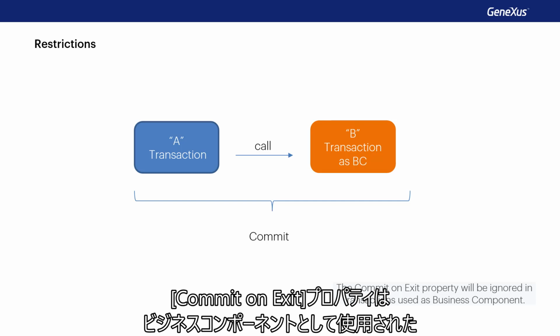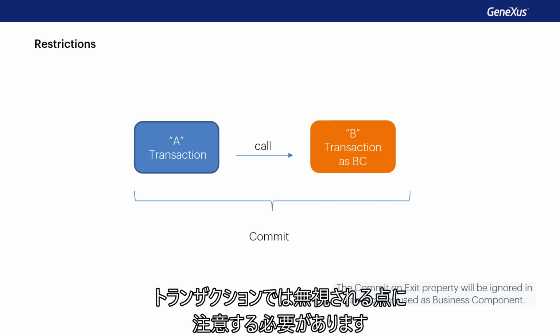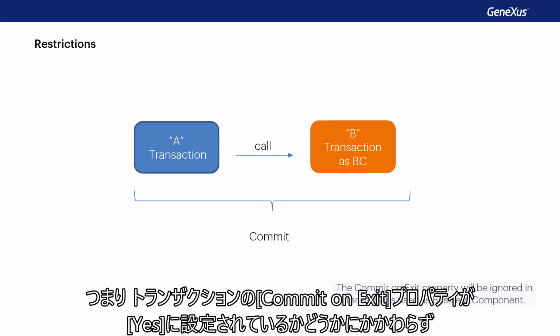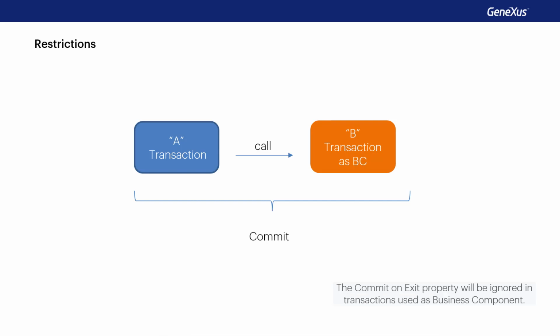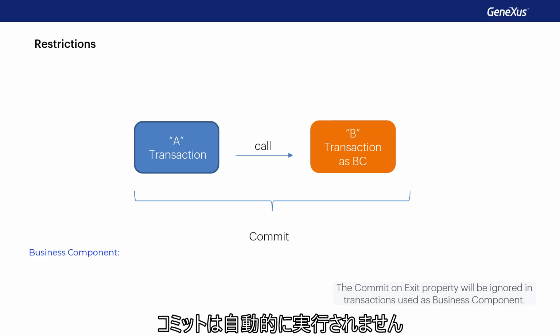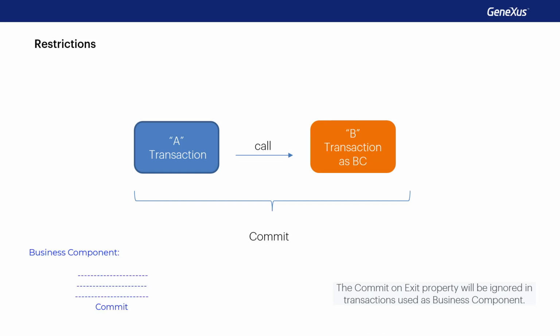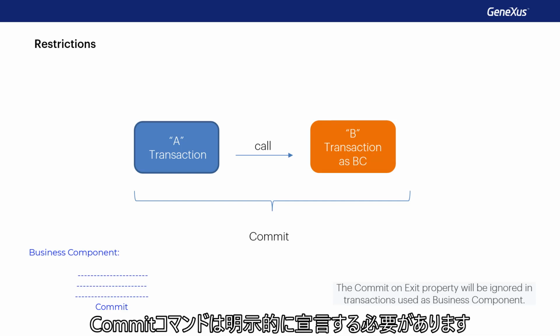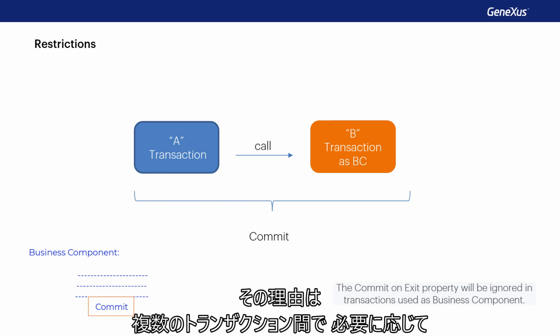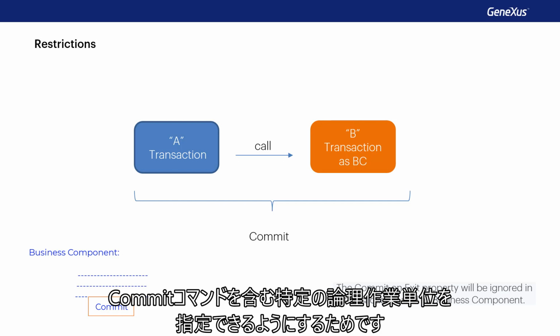It should be noted that the commit on exit property will be ignored in transactions used as business components. This means that, although the transaction has the commit on exit property set to yes, if the transaction is used as a business component, the commit will not be executed automatically, and it will be necessary to declare the commit command explicitly. The reason for this behavior is to allow specifying logical units of work between multiple transactions, including the commit command where necessary.